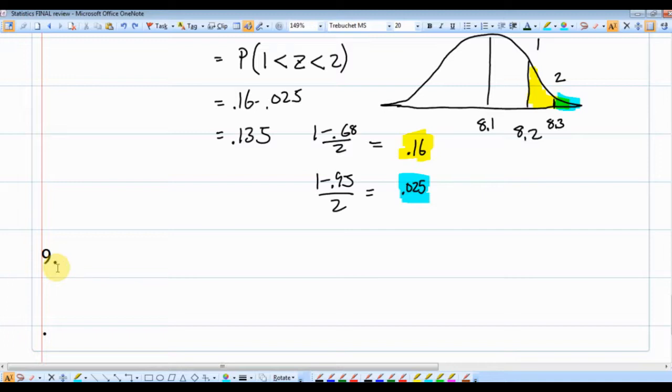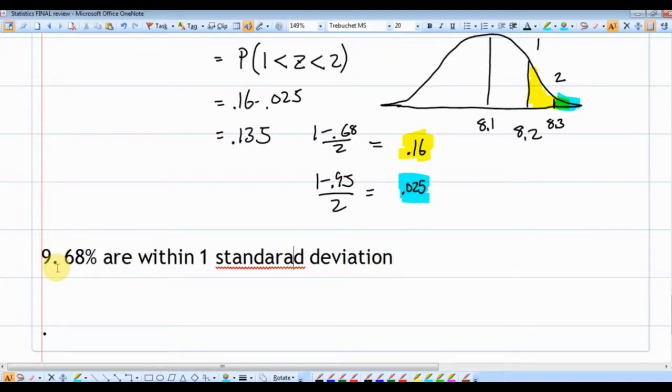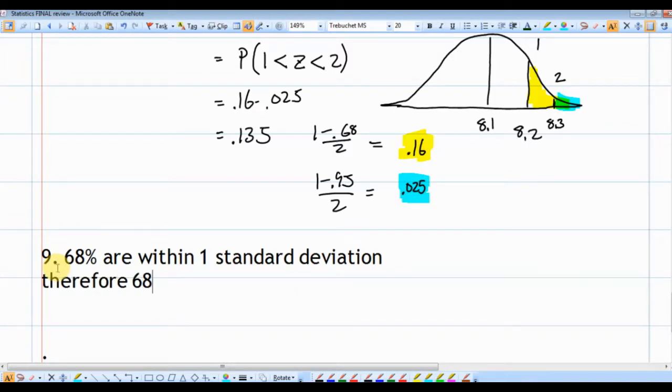I think we're gonna stop at 9, or maybe we should go to 10. I'm not sure. We can expect 68% to be within one standard deviation, right? 68% are within one standard deviation. Therefore, 68% of candy bars are between 8 ounces and 8.2 ounces.